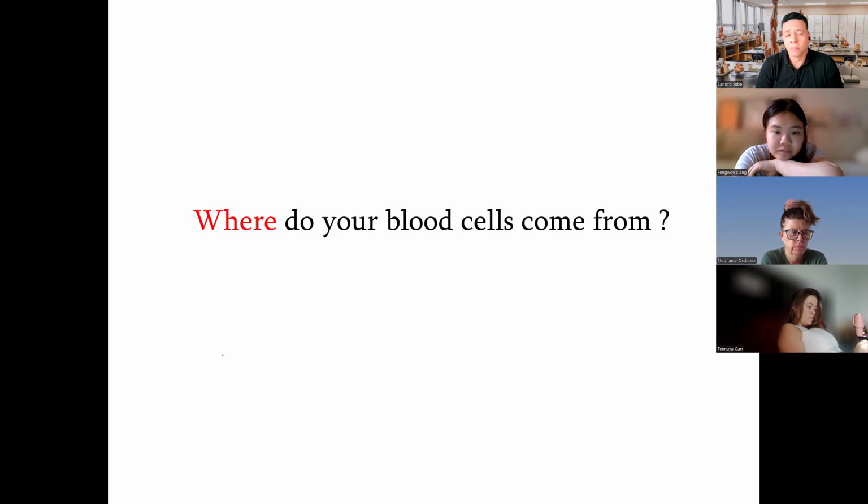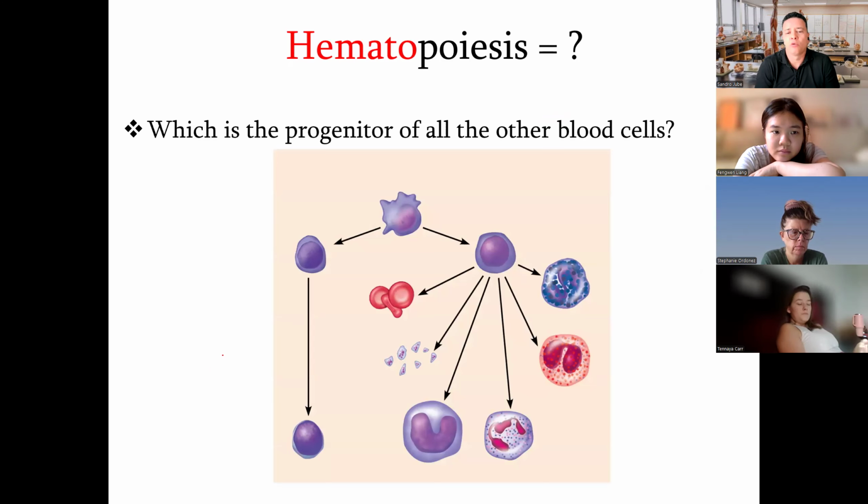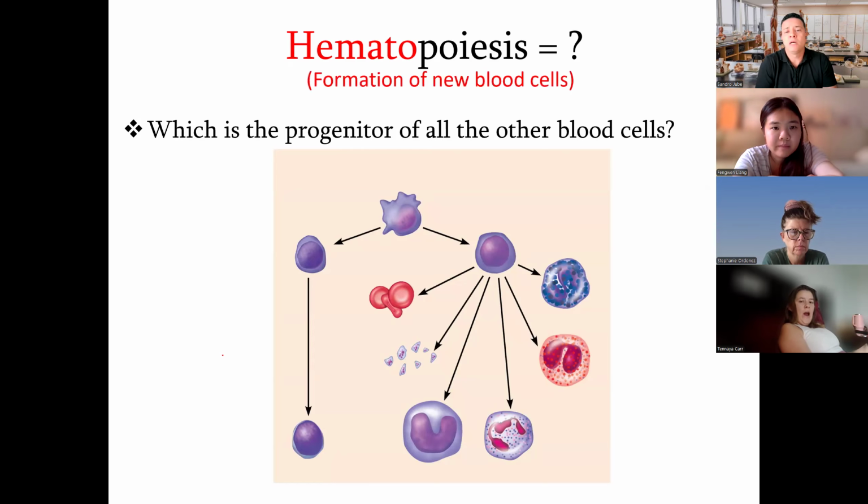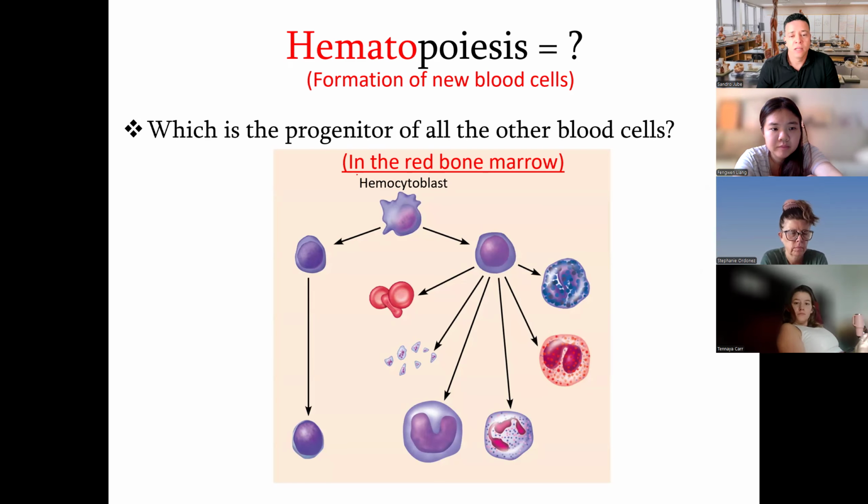Okay, now, where do all the blood cells come from? We already know that. It does come from inside our red bone marrow. And the process of formation of new blood cells is what we call hematopoiesis. Now, pay attention. I'm not just saying red blood cell formation, okay? I'm talking about all blood cell formation, right? And the entire process starts with one type of cell called a hemocytoblast. And this hemocytoblast here, folks, this is a little blood stem cell.